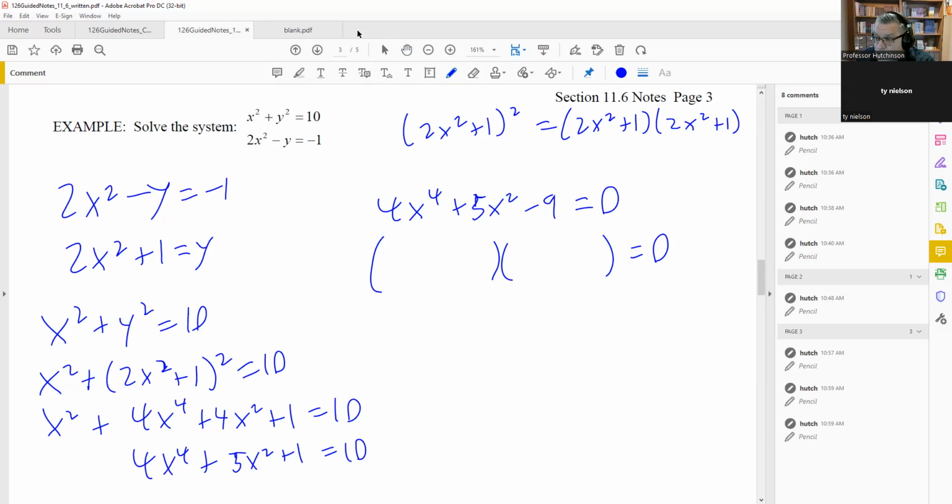And that way it'll tell you whether you're on the right track or not. We're looking for two numbers that multiply to make 4 times -9 and add to be 5. We can do this by two different methods. We can do trial and error, or we can do a grouping method. I'm going to do the trial and error method.